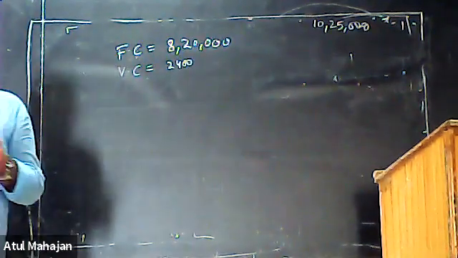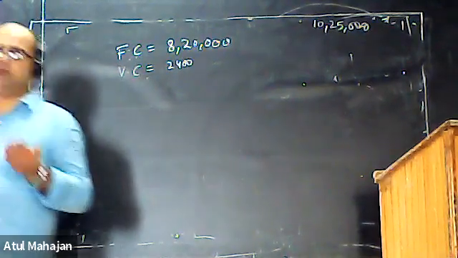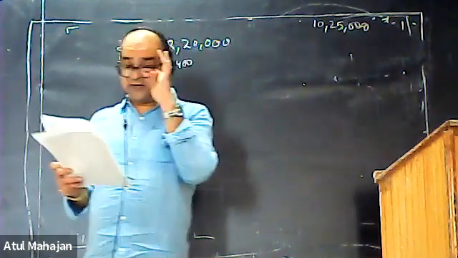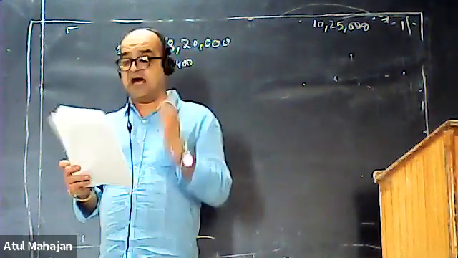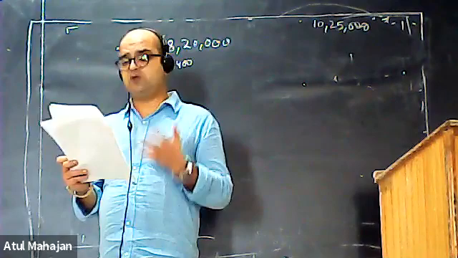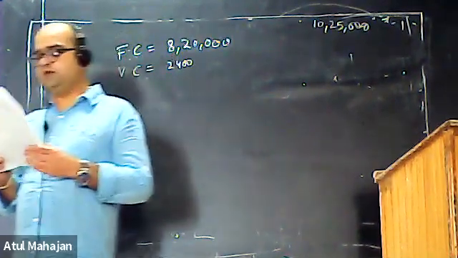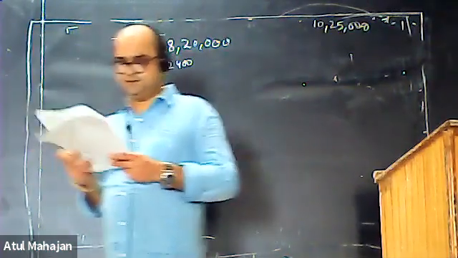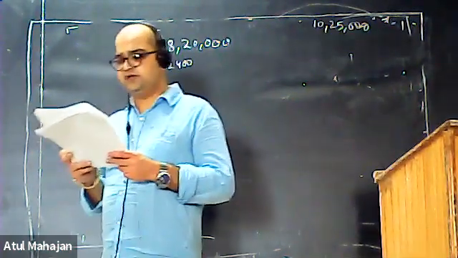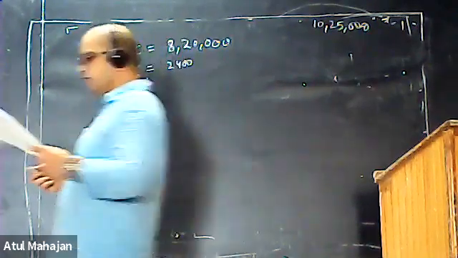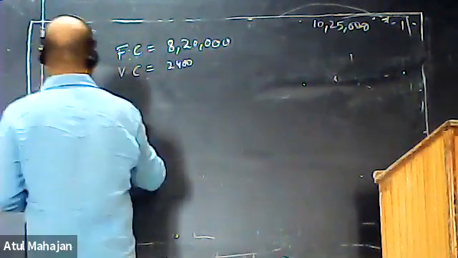So what we need to calculate is, firstly, the break-even point. We are given the fixed cost and the variable cost, and we need to find the contribution also. And lastly, we need to calculate the volume needed to generate a profit. How much volume is needed to generate a profit of rupees 10 lakh 25,000? First of all, we calculate the break-even point.